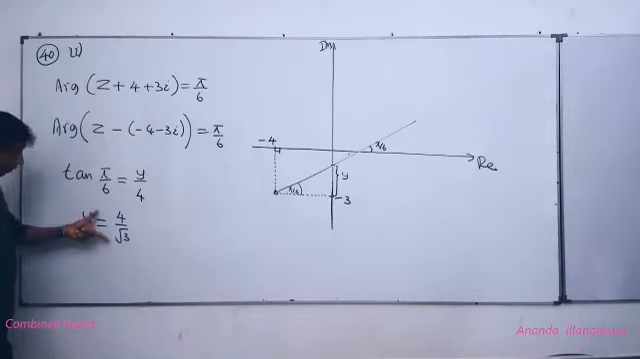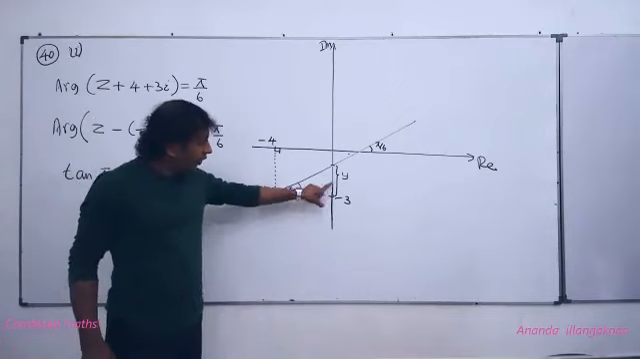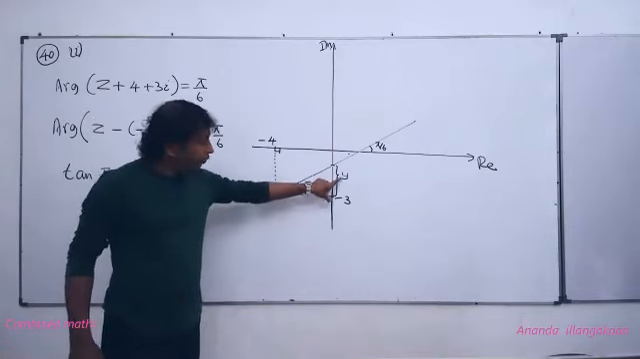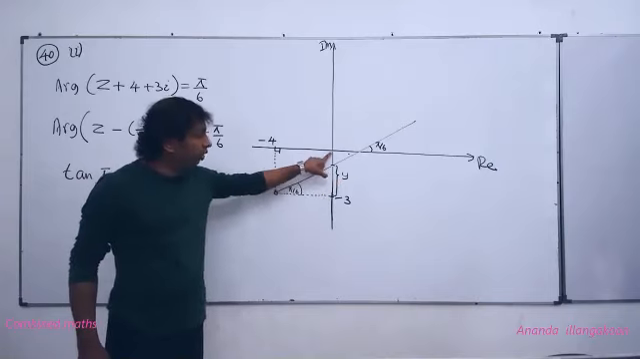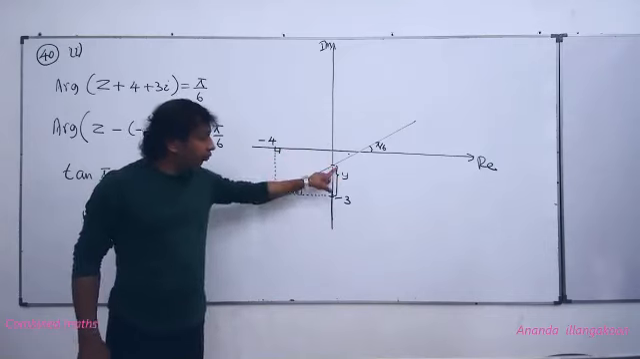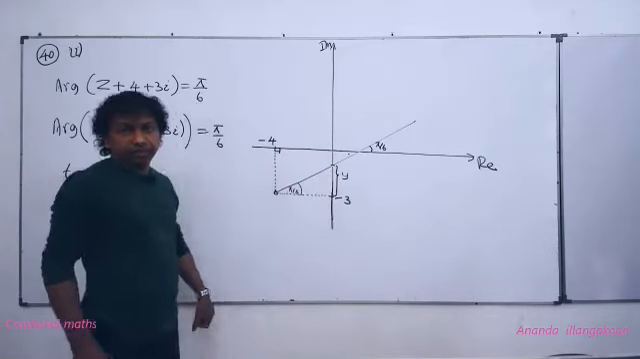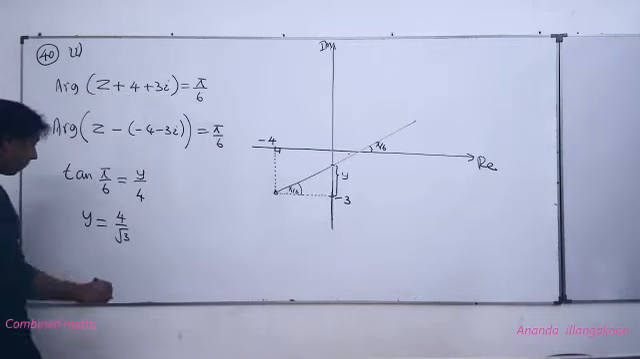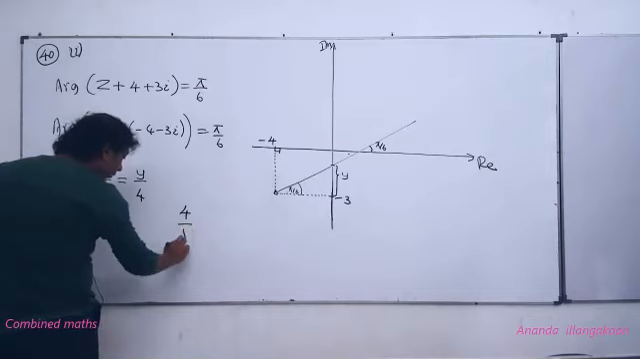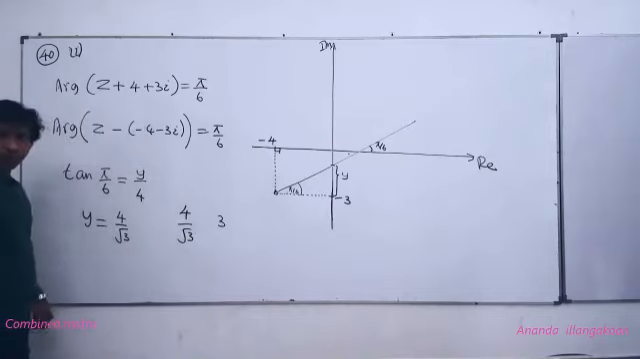Now, if this y is 4 upon root 3, what is the whole height from here? The whole height is 3 units, no? If this y is greater than 3, then this line goes above the origin. If this y is less than 3 units, then this way is correct. Okay? Now, see, by comparing this 4 over root 3 and that 3.